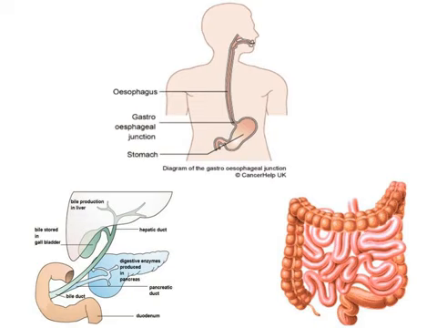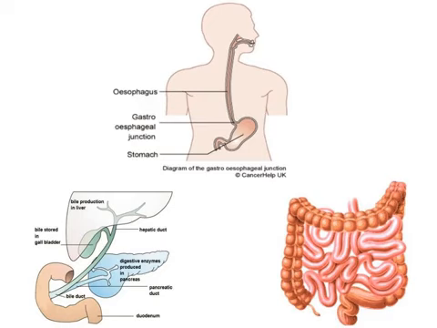Friends, the liver is the largest gland in the body. It secretes bile juice, which is stored in the gallbladder. It breaks down fats. The pancreas secretes pancreatic juice, which breaks down carbohydrates and proteins. The intestinal juice completes the digestion of starch into glucose, fats into fatty acids and glycerol, and proteins into amino acids.